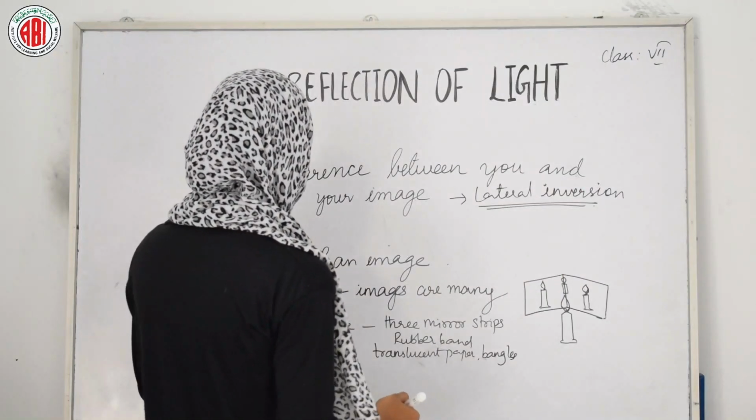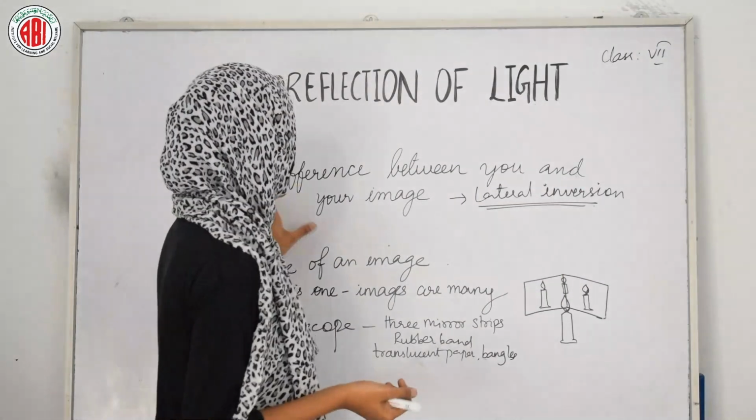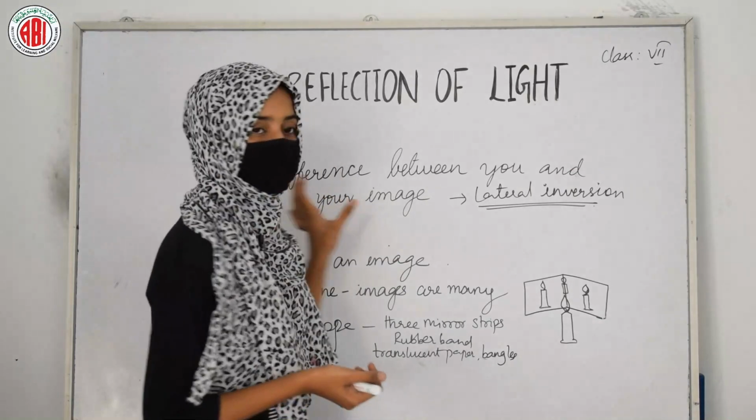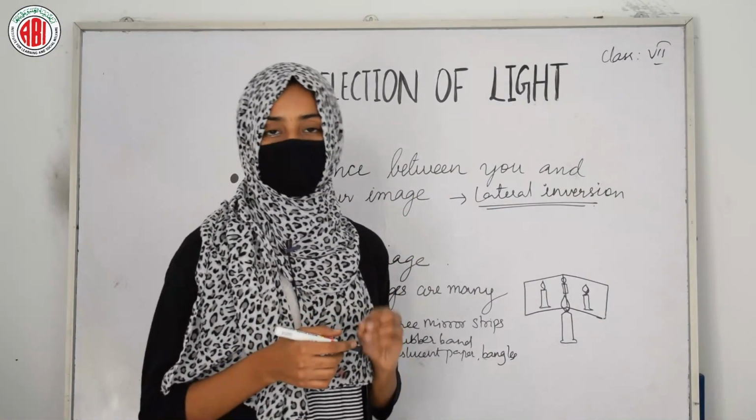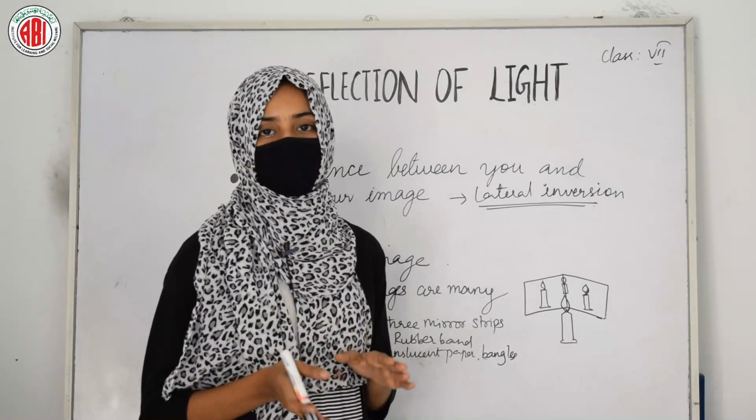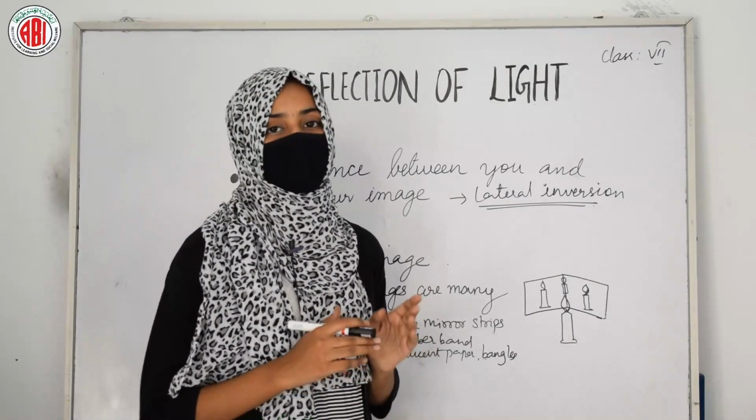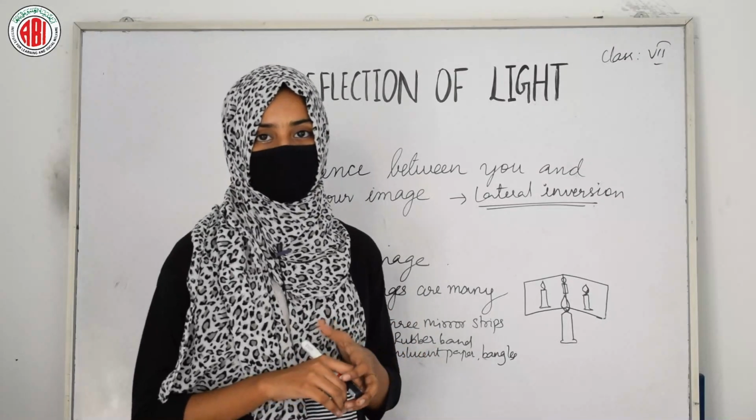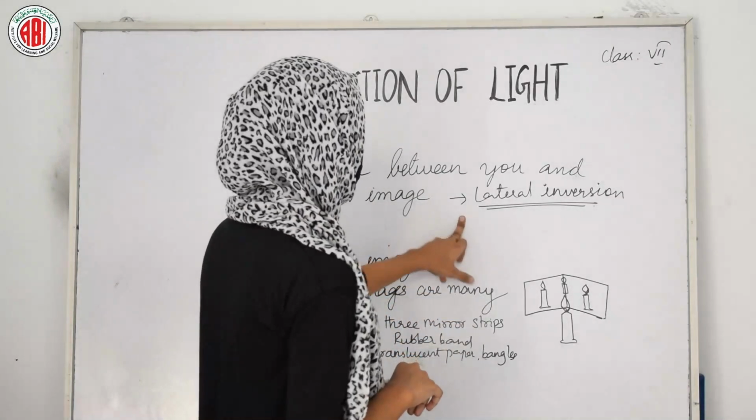The next one is the size of an object. Now let us see the difference between you and your image. The image which is formed in the mirror shows the right of an object as left and the left of an object as the right. This is called lateral inversion.